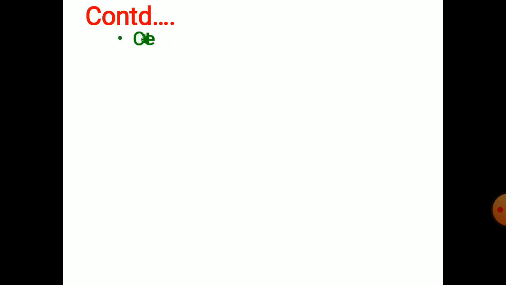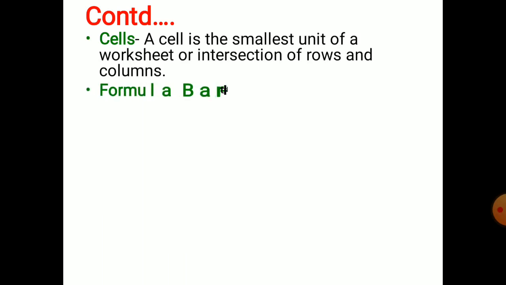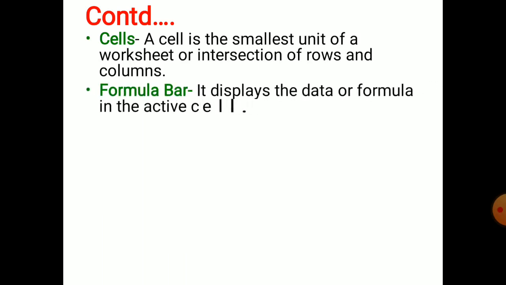Now we will continue with components only. Cells. A cell is the smallest unit of a worksheet, or the intersection of rows and columns is also known as a cell. Formula bar, it displays the data or formula in the active cell.